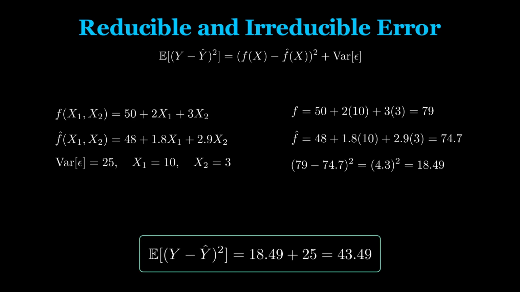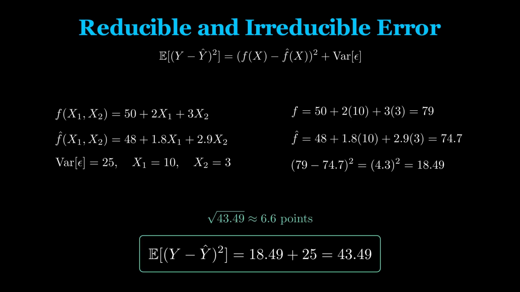Finally, we add the irreducible error, which we are given as 25. The total expected prediction error for this student's score is 18.49 plus 25, which equals 43.49. So what is this number really assessing? For a realized student, y minus y hat is the gap between the actual and predicted exam scores. 43.49 is the expected squared size of that gap, accounting for both the model's error and the unpredictable error epsilon.